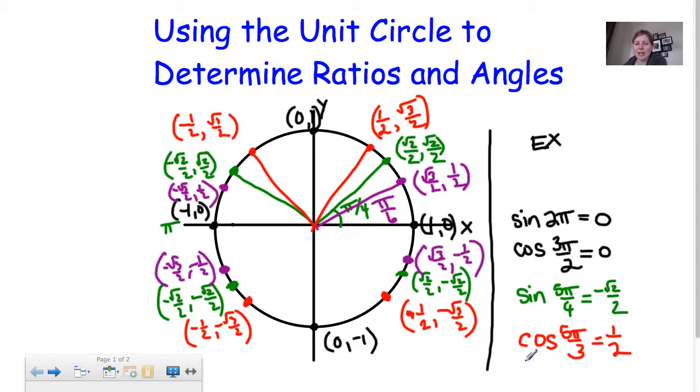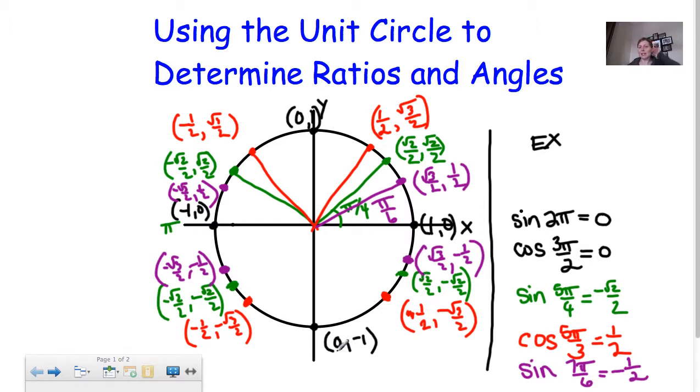Going along the same lines, I could ask you what the sine of, let's say, 7 pi on 6 is. So I know that 6 pi on 6 will take me here. 1 more pi on 6 will take me down to this point here. Sine is the y guy, so it's going to be negative 1/2. Okay, so that's how we can use the unit circle to determine ratios.